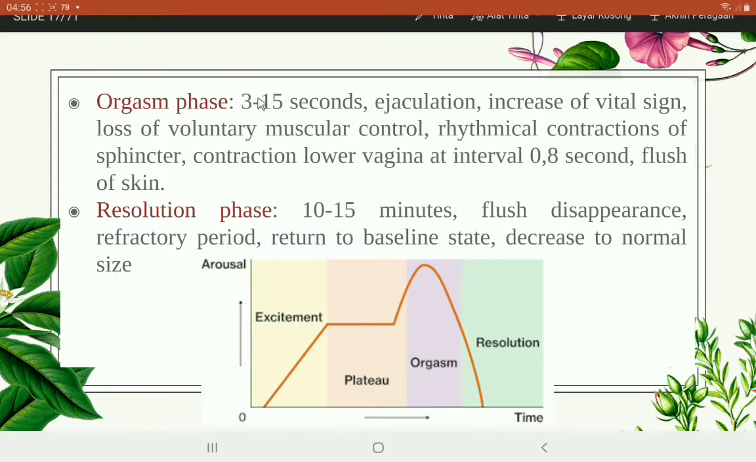The orgasm phase occurs for 3 to 15 seconds: ejaculation, increase of vital signs, loss of voluntary muscular control, rhythmical contraction of the sphincter, contraction of the lower vagina at intervals of 0.8 second, and flushing of the skin. And the end, the resolution phase, occurs for 10 to 15 minutes, and the signs are flush disappearance, refractory period, return to baseline state, and decrease to normal size.